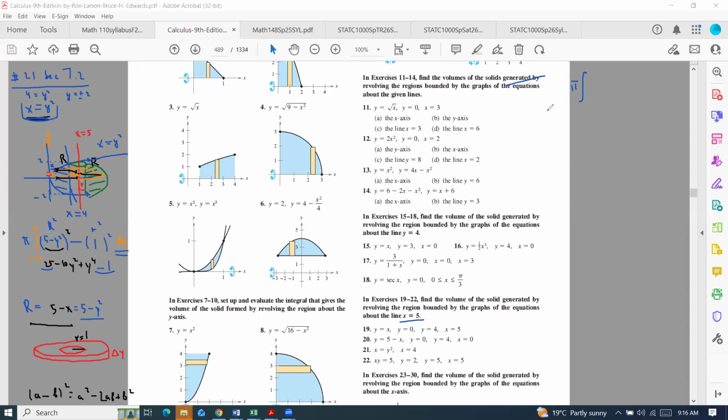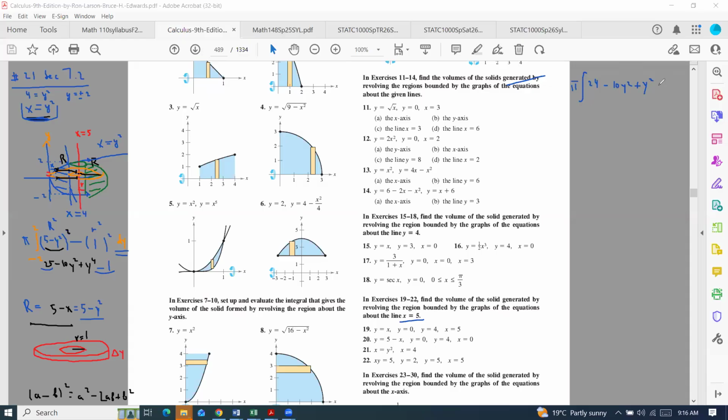So looks like we have to integrate what? 25 minus 1 is 24, and then minus 10y squared, and then plus y to the fourth. And of course, dy.